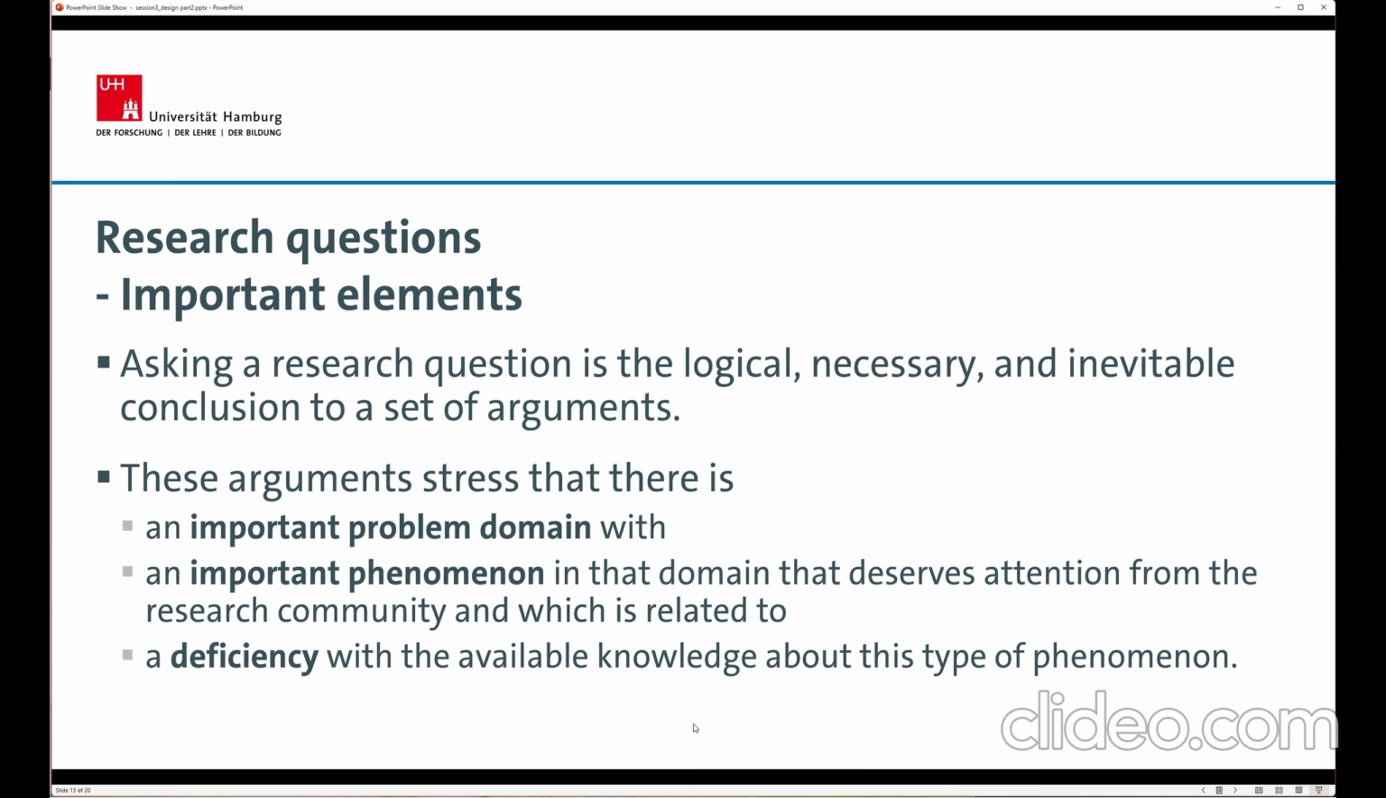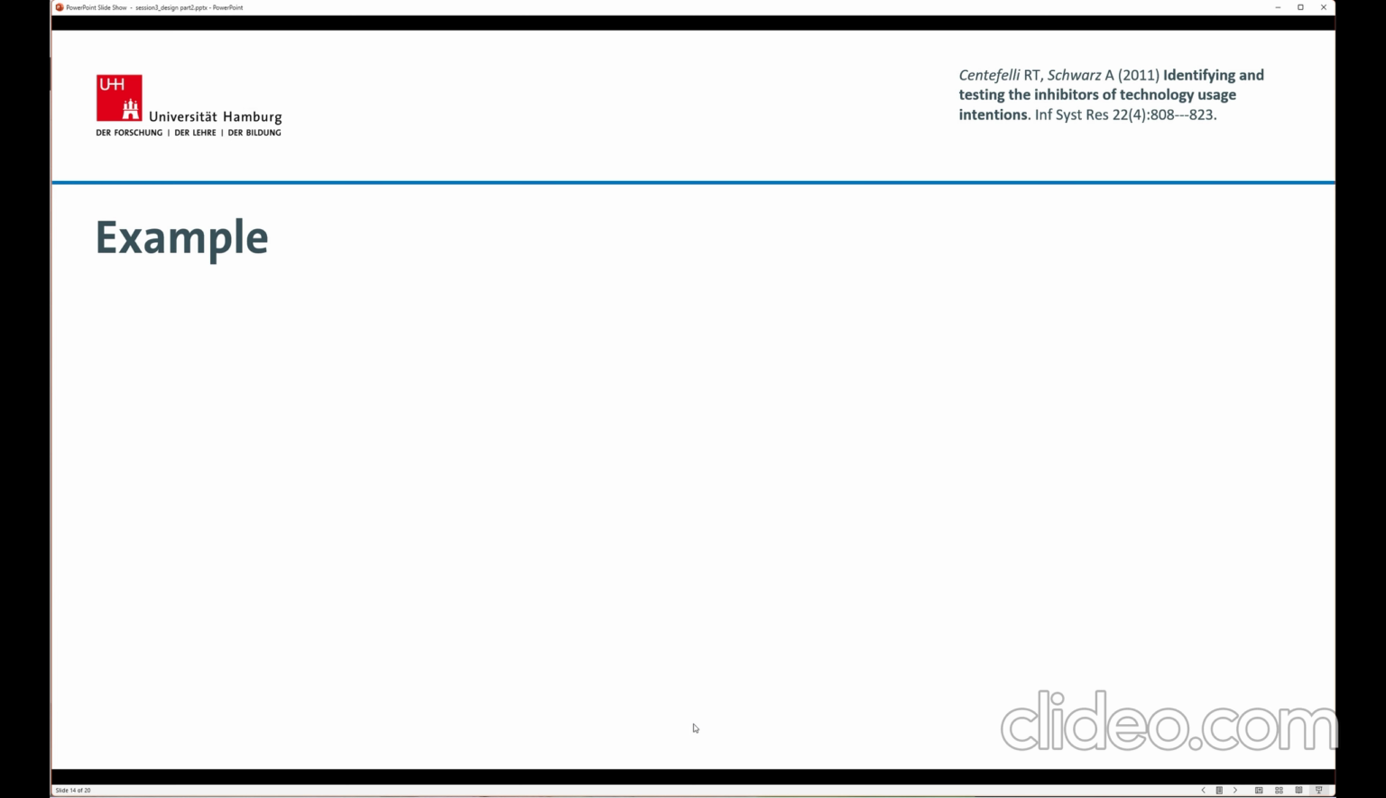In one way or another, there must be deficiency with the available knowledge. Let me give you an example for this. The example is taken from a paper by Ron Centefali and his colleague, and it's a bit older, and it looked at the inhibitors of technology usage intention.